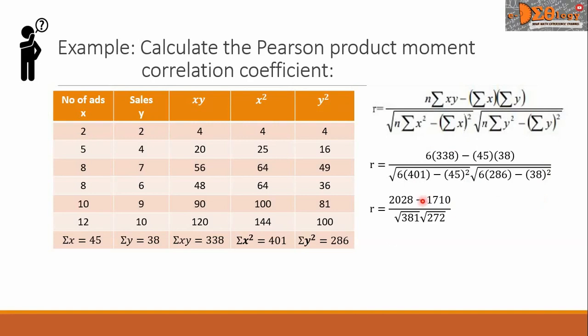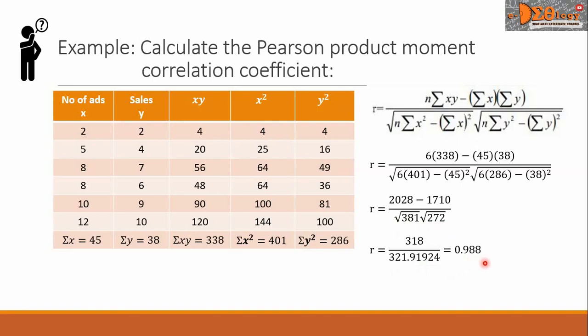Simplifying further, we have the numerator becomes 2028 minus 1710. In the denominator, the big radicals become square root of 381 times square root of 272. Simplifying further, we have 318 in the numerator over the denominator, that is 321.91924, and the quotient is 0.988.